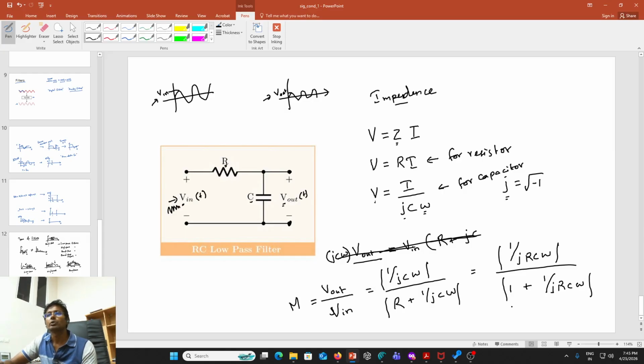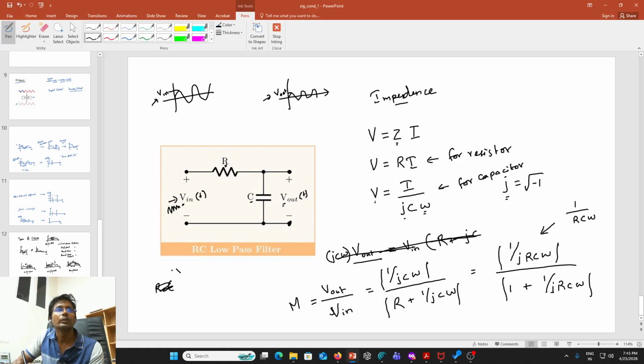Okay, so what's the modulus of the numerator? The modulus of the numerator is just 1 by RC omega. Okay, and what's the modulus of the denominator? How do you calculate the magnitude or the modulus of a complex number? Okay, so it will have a real part as well as an imaginary part, right?